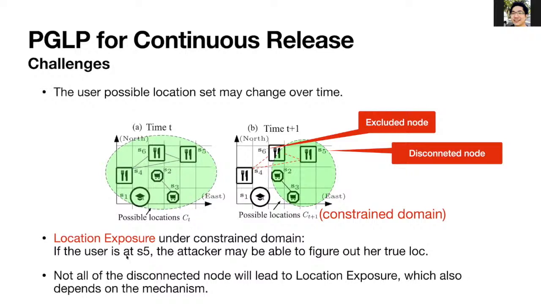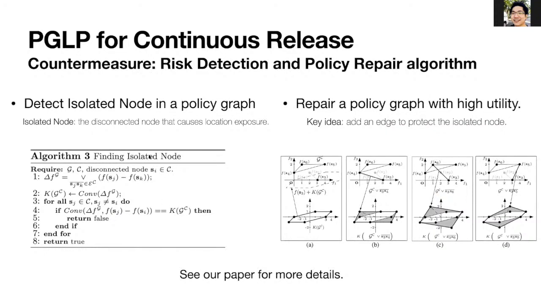And we found that if there is a disconnected node, location exposure will possibly happen. For example, if the user is at S5, the attacker may be able to figure out her true location as S5. But interestingly, not all disconnected nodes lead to location exposure, which also depends on the mechanisms. So specifically, we call a disconnected node that causes location exposure an isolated node. So the first thing we need to do is detect isolated nodes in a policy graph.